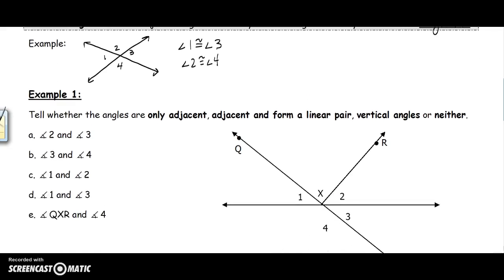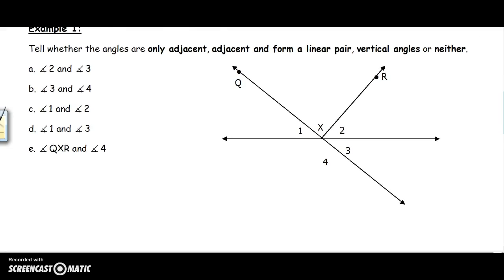Here's a diagram. I want to know whether the angles that are given in A through E are only adjacent, adjacent and form a linear pair, vertical angles, or none of the above. So take a look at angle 2 and 3. What do you notice about these two angles? Do they form a straight line, or do they just share a side? In this example, they just share that one side. Therefore, this is only an adjacent pair.